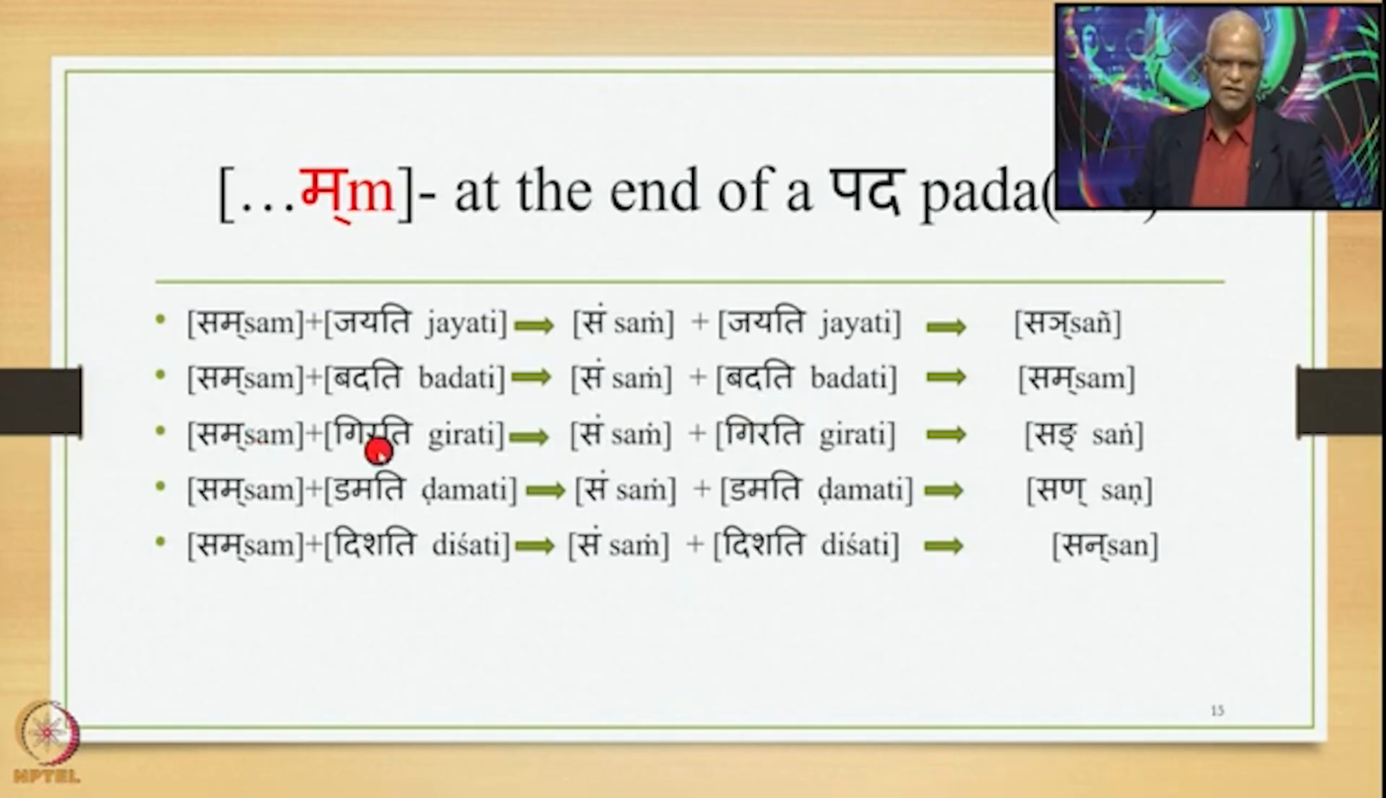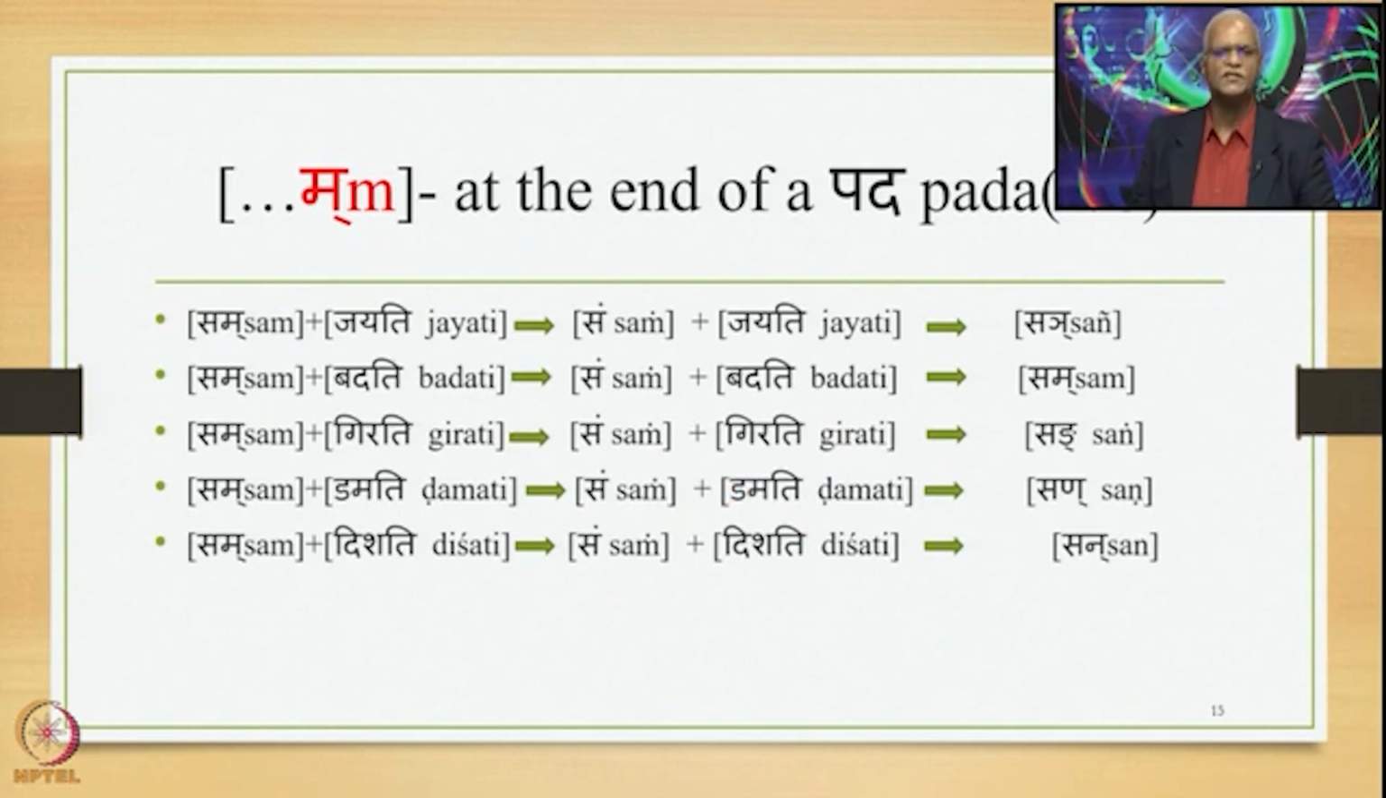Then we have sam plus girati. This sam has ma at the end of a pada followed by a consonant. So 8323 applies and substitutes ma at the end of a pada by an anuswara. So you have sam and girati. Now this becomes an input for 8459 to apply vapadantasya, and that substitutes this anuswara by the nasal parasavarna of ga, which is nga. So we have the output sang plus girati, and that is optional. So we also get sam and girati as the output.